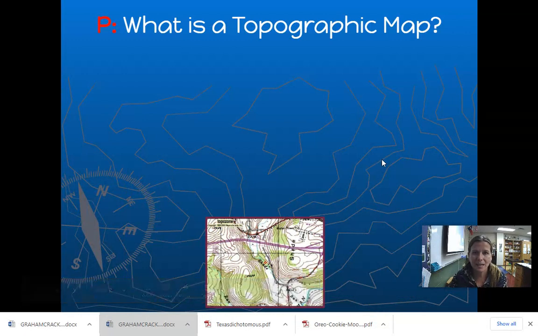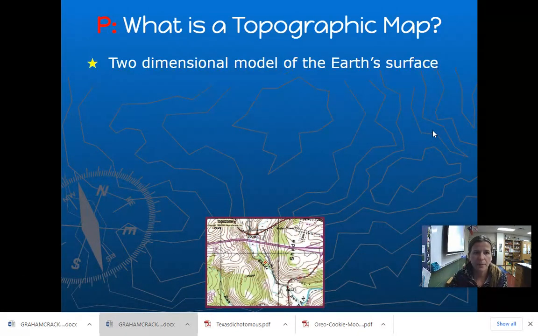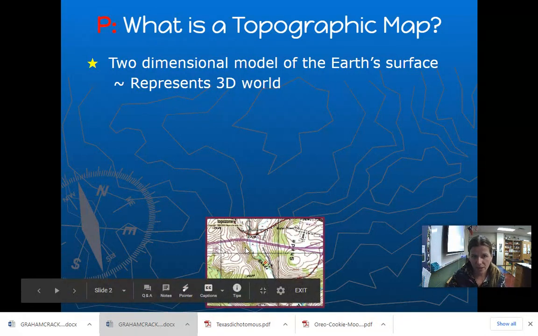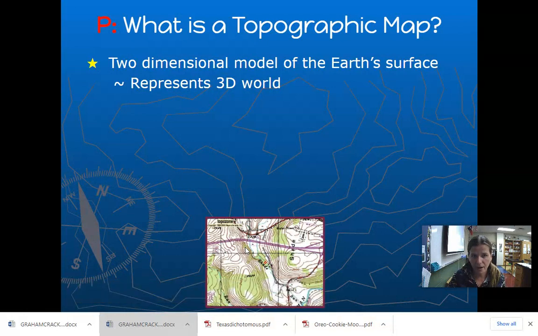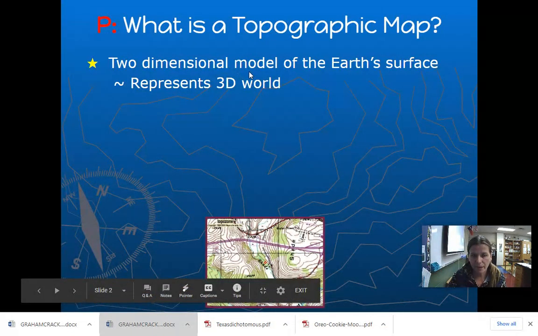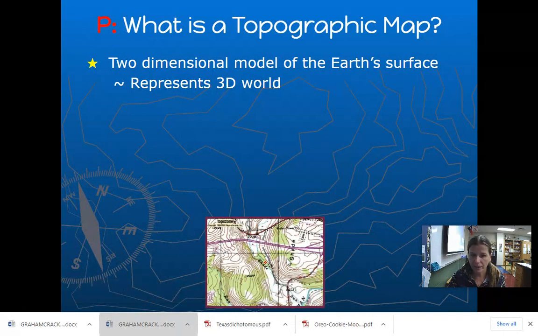What is a topographic map? A topographic map is a two-dimensional model of the Earth's surface. It represents a 3D world. Now, a 3D model is something you can see all the way around. A 2D model is two-dimensional. You can't. So in order to represent a mountain, we would use a two-dimensional model.